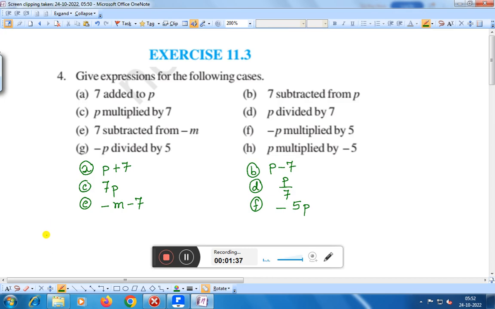Now question number G is minus P is divided by 5. H is question number H, P multiplied by minus 5, that is minus 5P, right? This is the solution of question number 4.